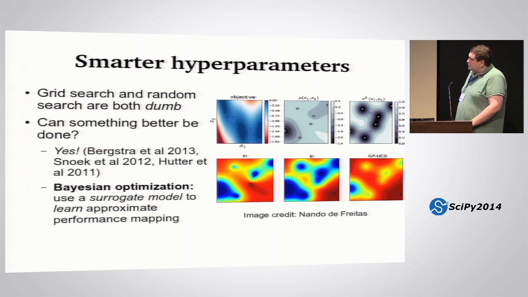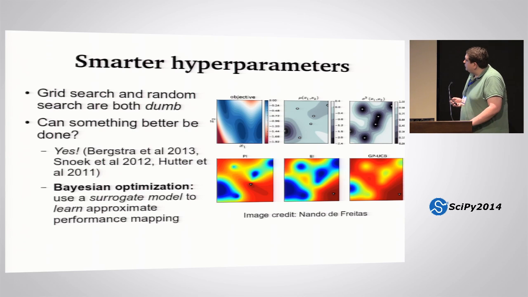But random search and grid search are both really naive, really dumb. And so you might rightly ask, can we do something better? And the last couple of years of research on the topic suggests that yes, we can. In particular, the formalism of Bayesian optimization, wherein we use a machine learning model, such as a Gaussian process or a regression forest, to learn an approximate mapping of hyperparameter configurations to performance on a held-out validation set.